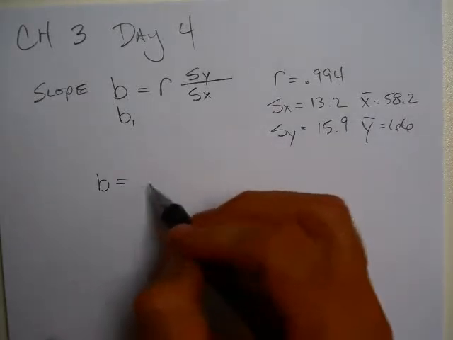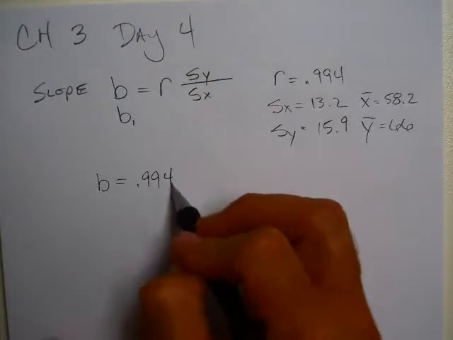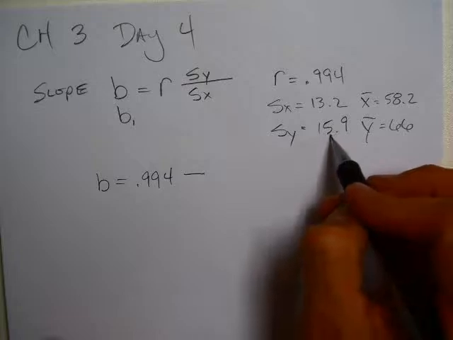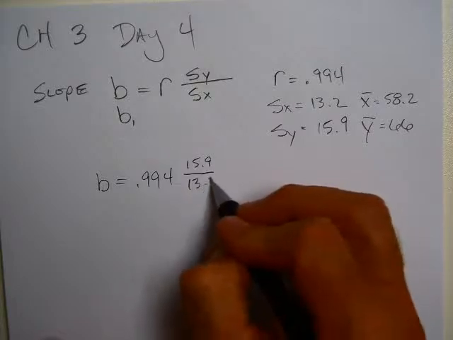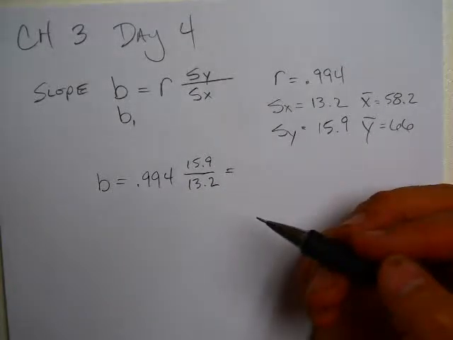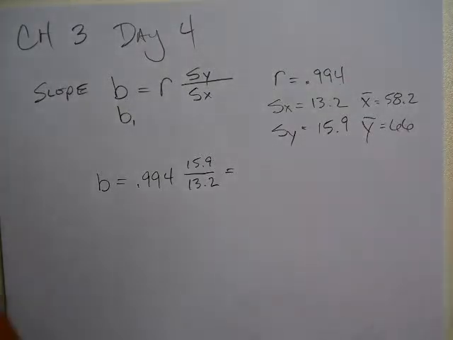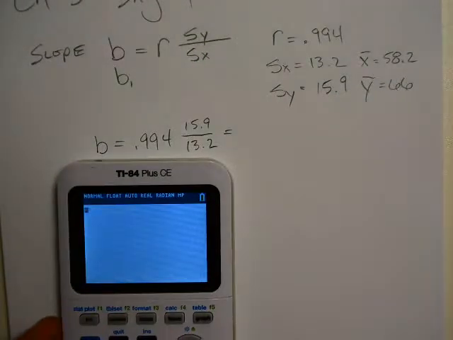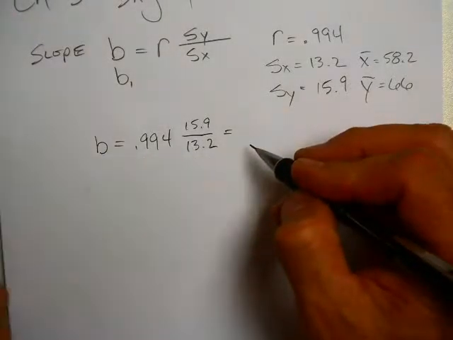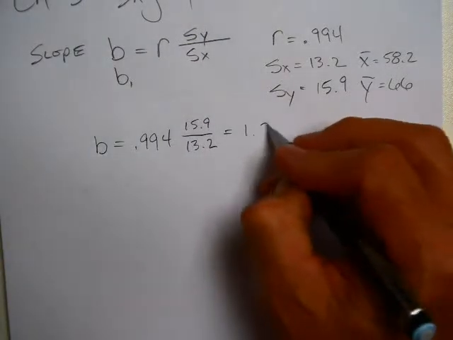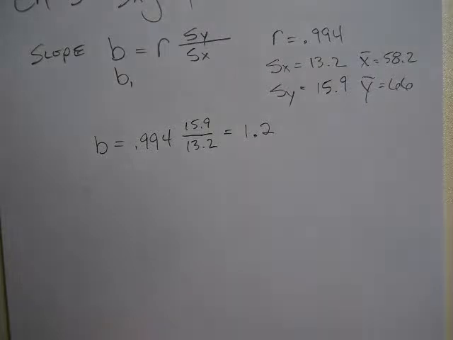So B equals 0.994 times the standard deviation of y over the standard deviation of x. And that is about 1.2. 1.197, I'm going to call that 1.2. Okay. So now I have my slope of the line.